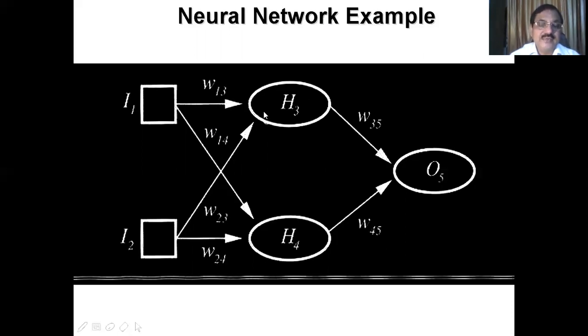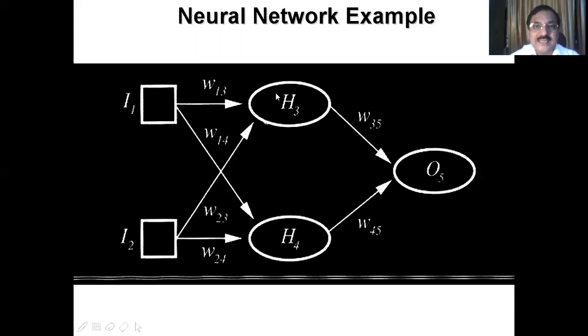Then the weight factor developed corresponding to this link is W23, second to third, and this is second to fourth. So the corresponding weight factor is W24. So these are the two layers, that is the input layer and the hidden layer.